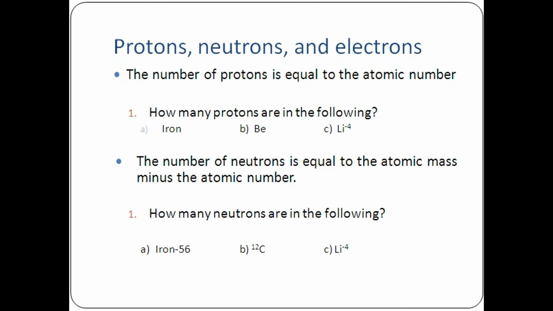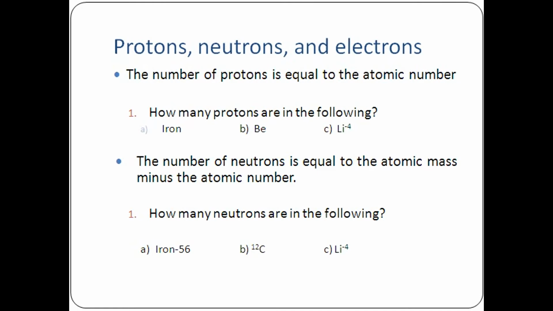Now, the number of protons, to find that, is very easy. It's the same as the atomic number. So if you look on your periodic table, you'll see there's an atomic number that's there, starting with hydrogen 1, helium 2, going all the way up to element 118, which has, guess what, 118. So if you want to simply find the number of protons, all you do is look up the atomic number.